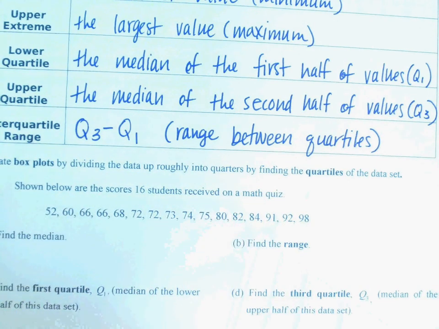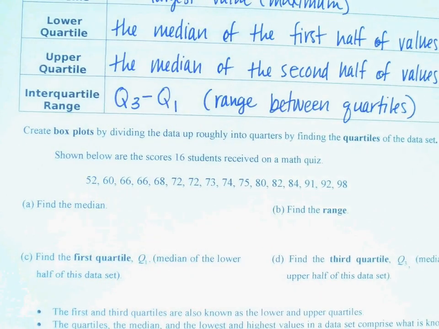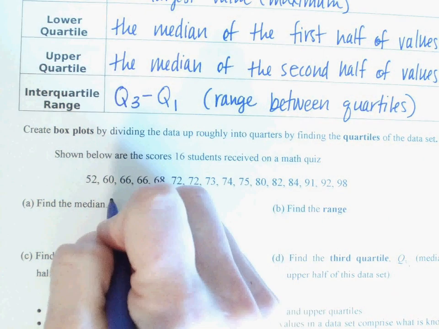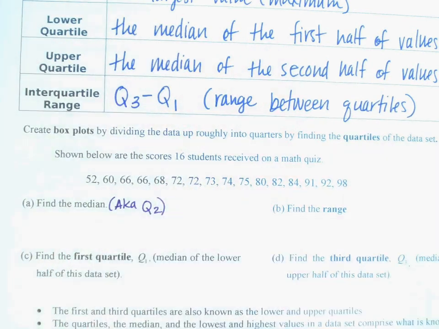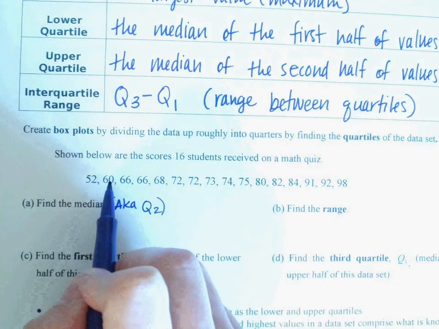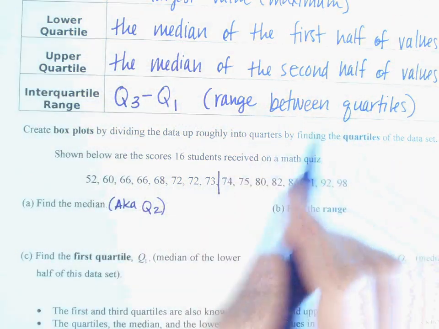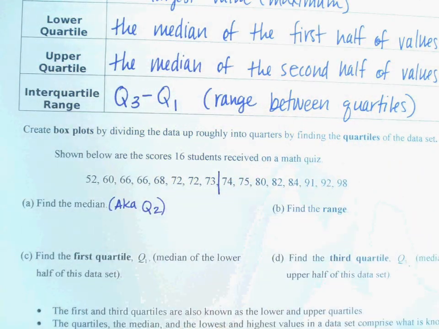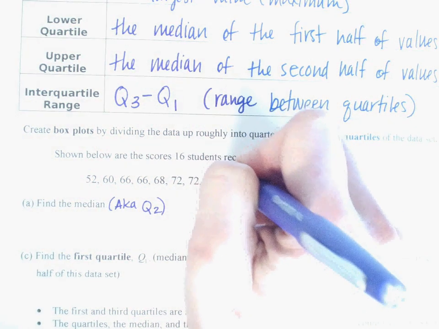I already have them in order for you, least to greatest. The first thing that we're going to do is find the median, also known as Q2, your second quartile. And with 16, the halfway is going to have 8 on each side. So 1, 2, 3, 4, 5, 6, 7, 8. 1, 2, 3, 4, 5, 6, 7, 8. So the median is going to be right here.